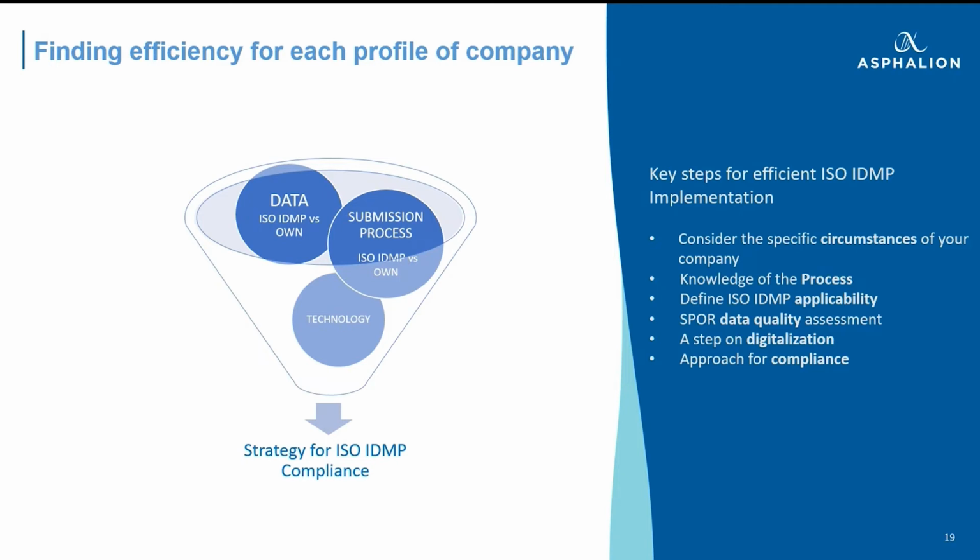Okay, so it is important that there is a strategy defined for ISO IDMP compliance, and this is key and depends on three main factors. So these are here. The data: which are the data that are required by ISO IDMP versus how our data is structured and organized and manipulated. How is the submission process for ISO IDMP and how are our internal processes. And as well the technology that is currently used by the company and the technology that is available and that we will have access to, basically.